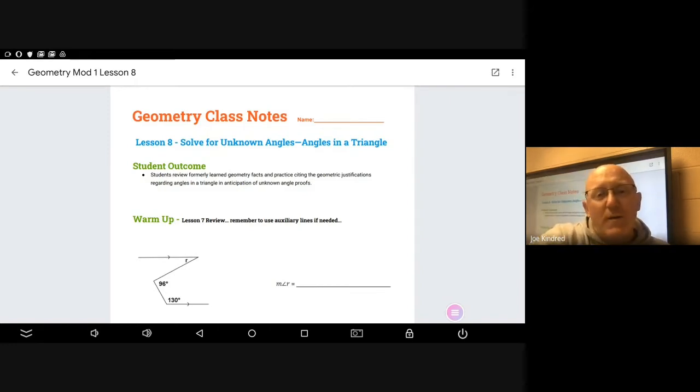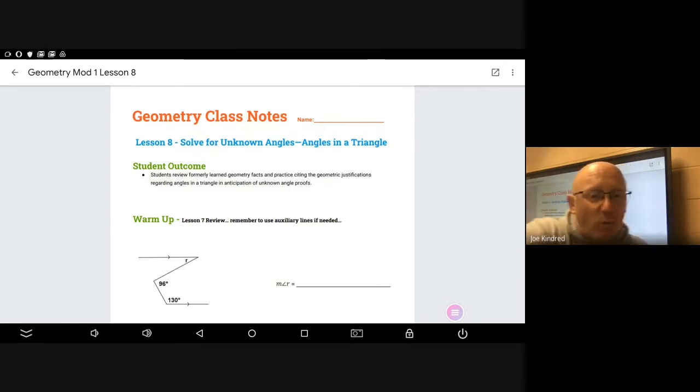And so today we extend this, but we're going to focus more on the justification of these equations, not just solving. And so let's start with the student outcome. Students, you're going to review formally, learn geometry facts, some that I just mentioned, and we're going to practice citing. This is key. We're going to practice citing the geometric justifications regarding angles in a triangle in anticipation of unknown angle proofs coming up in the future.